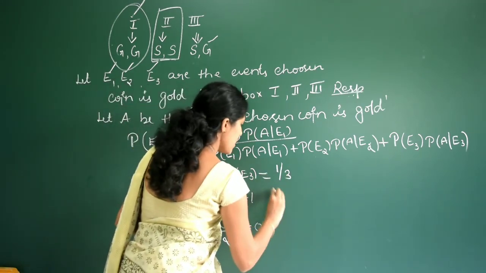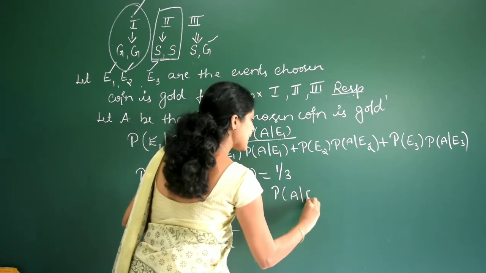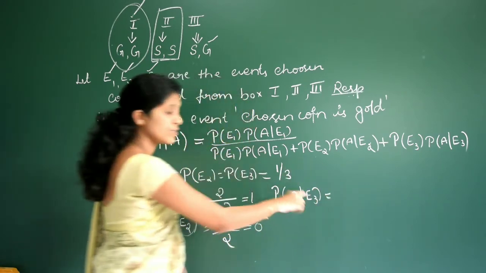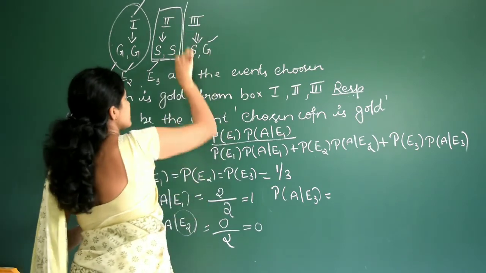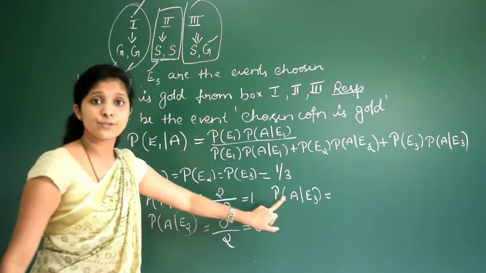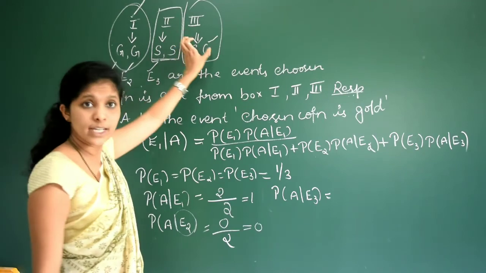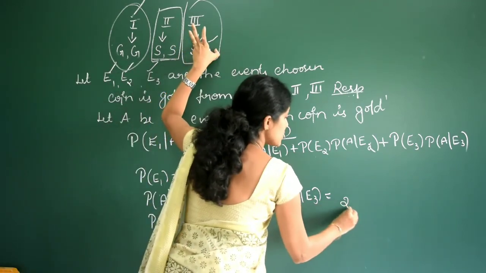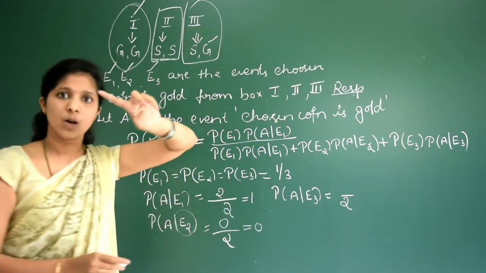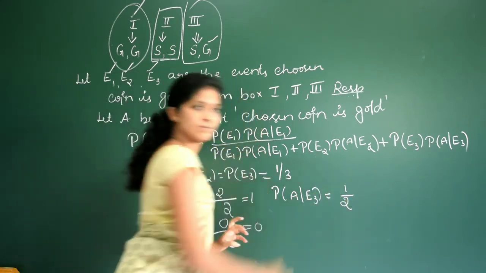Next, what do you have to find? Probability of A given E3. Now this is from the third one, right? This is the third bag. Now the probability of choosing a gold coin. How many coins are there? 2 coins. How many gold coins are there? Only 1. So it is equal to 1 by 2, right?